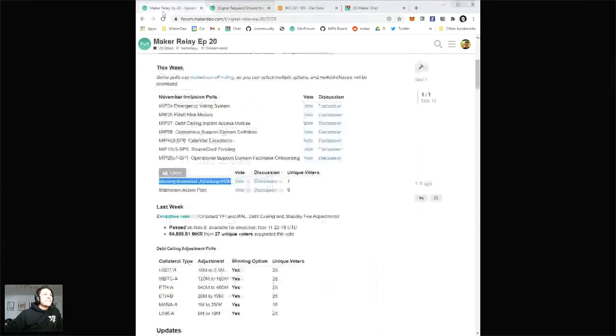So that's one of the other polls, and the last poll that I'm going to talk about that's happening is the stablecoin action plan. This relates to what's been happening over the last year, where the DAI peg has been shooting up due to exploding demand caused primarily by yield farming and a number of other things. The point is that DAI went from being primarily backed by Ethereum to now being backed by a ton of stablecoins.